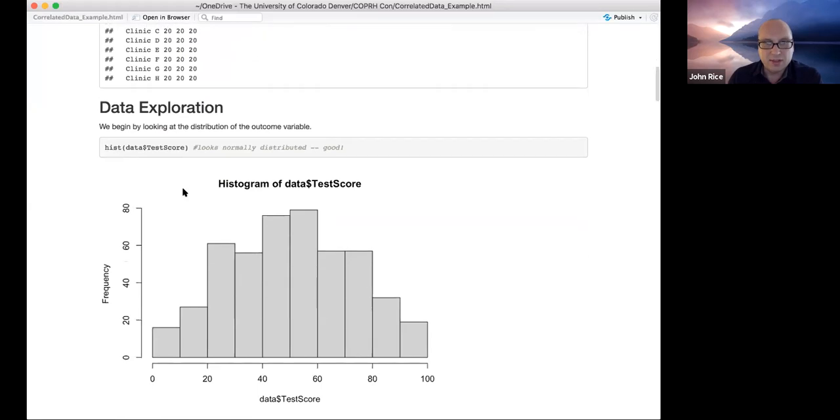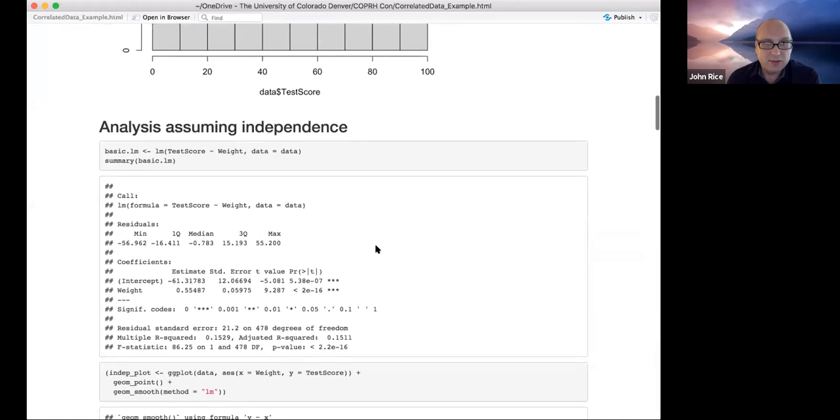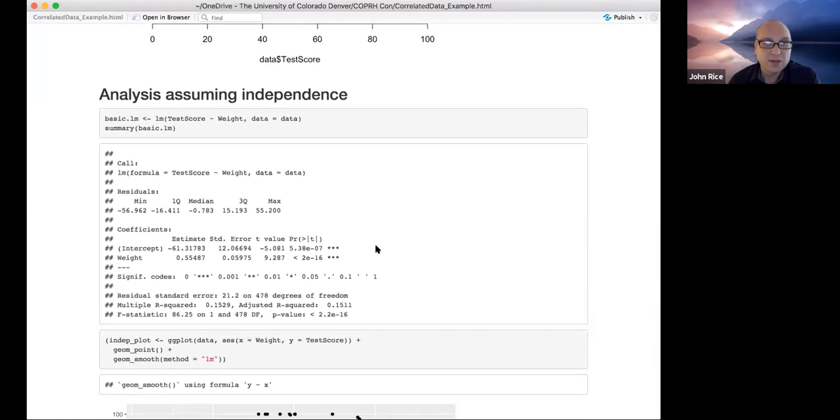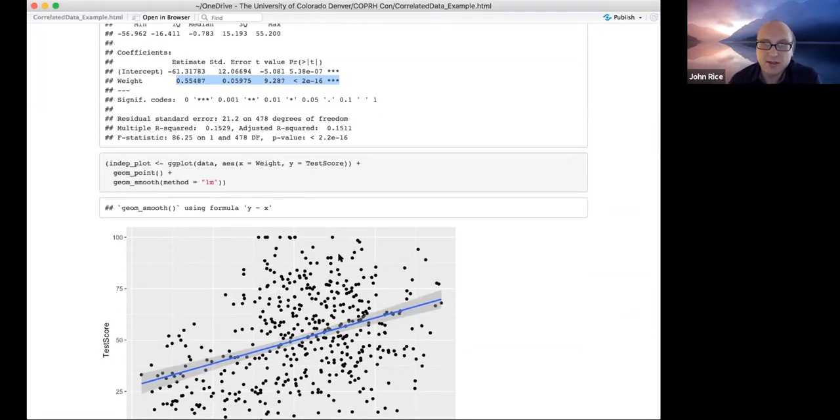So one of the first things we always like to do is to look at the distribution of our data, and this is again the marginal distribution because we haven't accounted for any variability associated with weight, but marginally at least our test score data looks reasonably normally distributed, which is a good thing. So kind of the first step we might want to take is to analyze the data assuming independence. So in this case, we get a significant effect for the effect of weight on test score, which is kind of contrary to what we expected, given our initial hypothesis.